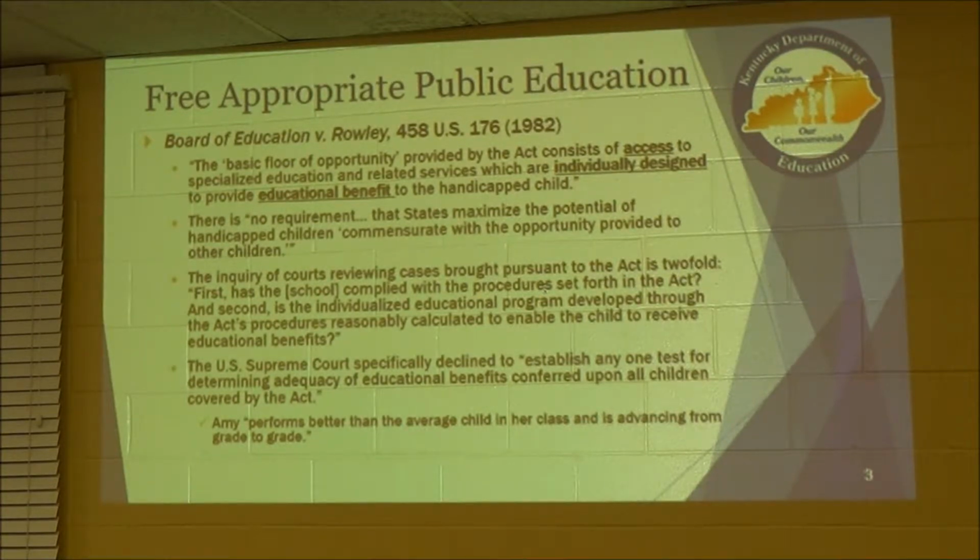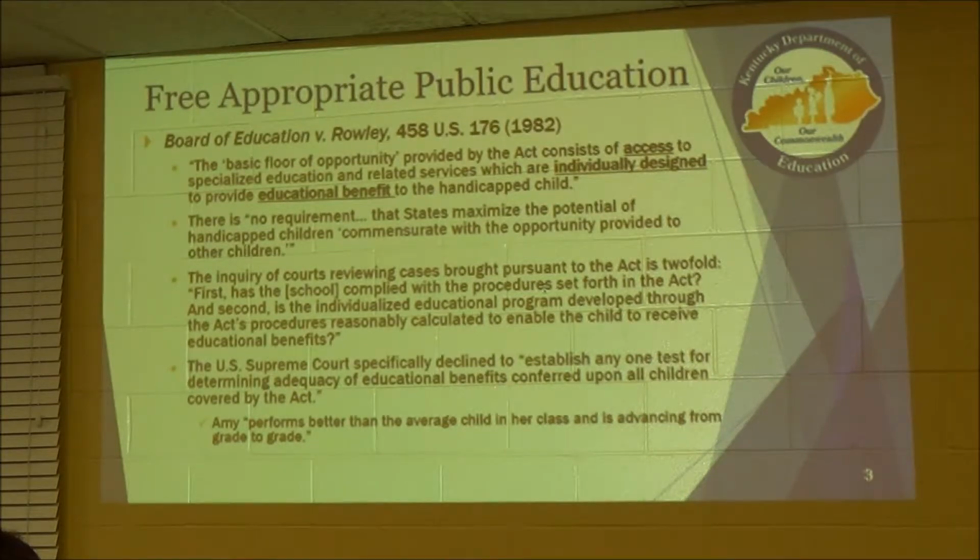And this is what the Supreme Court had to say about the case. They said the basic floor of opportunity provided by the Act, which is the IDEA, consists of access to specialized instruction and related services which are individually designed to provide educational benefit to the handicapped child. Now this is 1982, that's the court's language, not my language. So for those who aren't familiar with IDEA, the way this process works is we have an IEP team, or an ARC as we call it in Kentucky, that stands for Admissions and Release Committee. They get together and they take a look at what the child's present levels of performance are, and then what their goals are, where we want them to go, and then how we're going to get there through special education and related services.